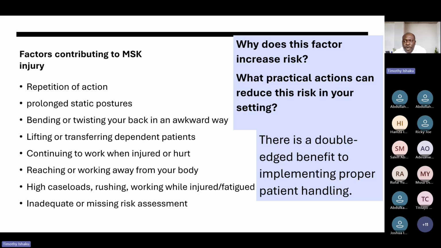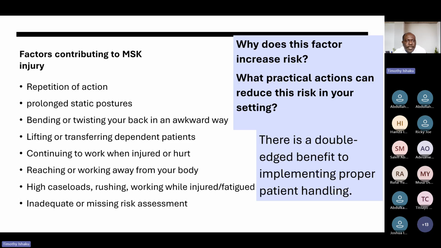So I would at this point really like to hear from your experience, starting from the first bit, bending or twisting your back in an awkward posture. We want to do these things very quickly, but why does bending or twisting increase the risk of injury? And is there anything we can do about it?